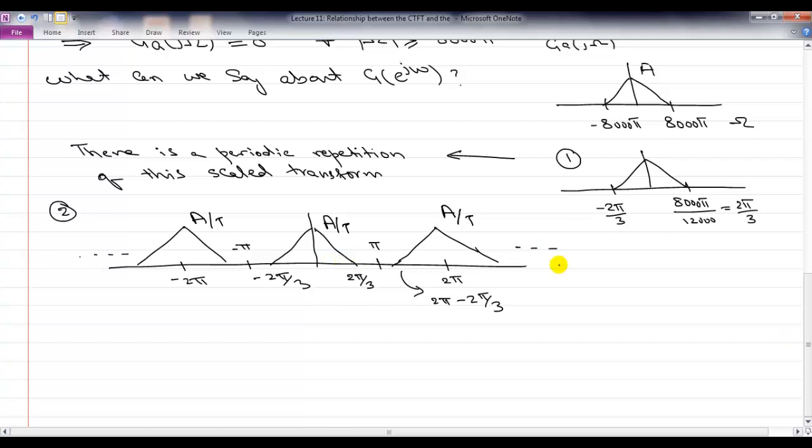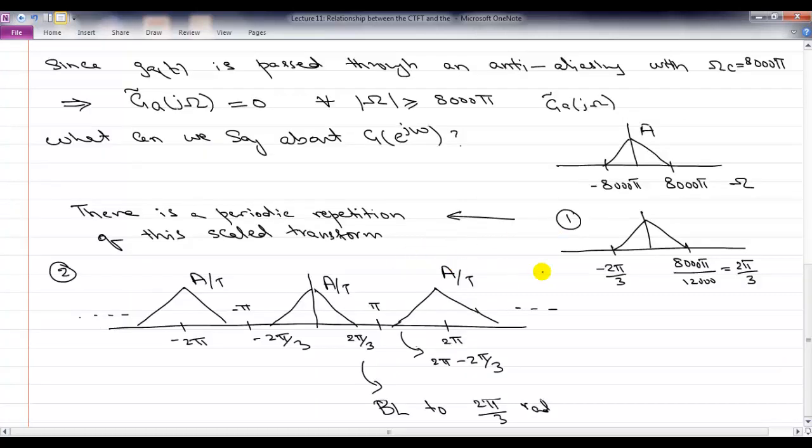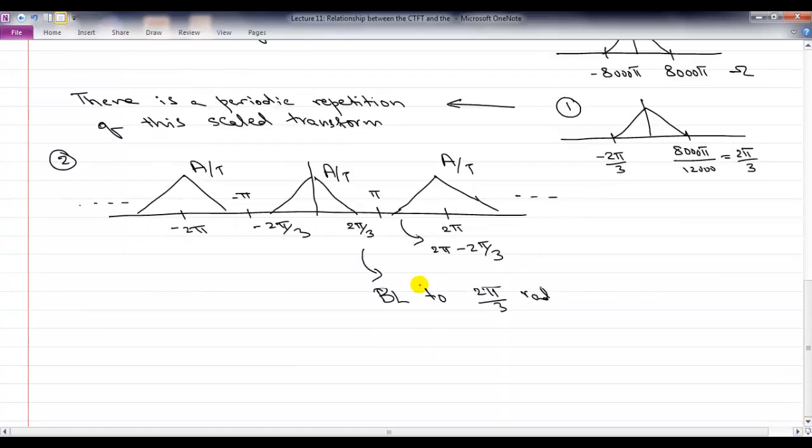So the end result is that since the signal that you sampled was band limited to 8,000 pi or 4 kilohertz, after you sample it, your discrete time signal is now band limited to 2 pi by 3 radians per sample. So this discrete time signal is also band limited to 2 pi by 3 radians.